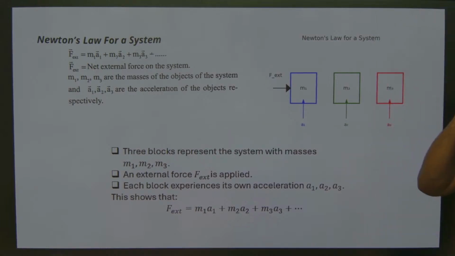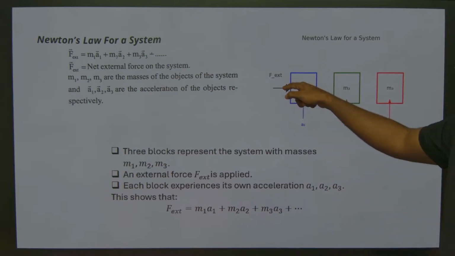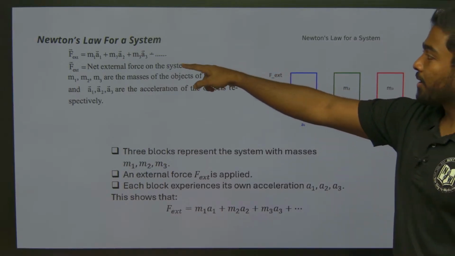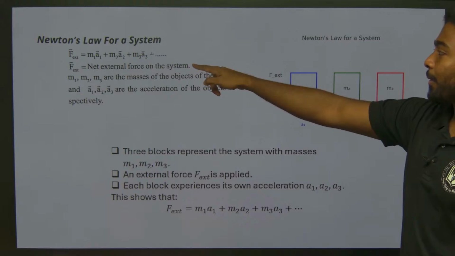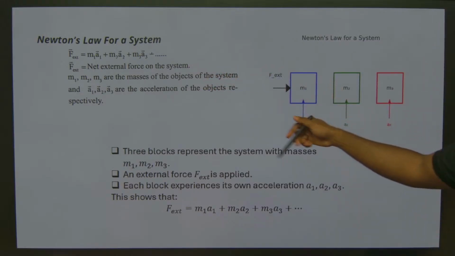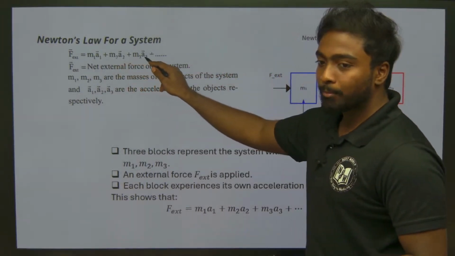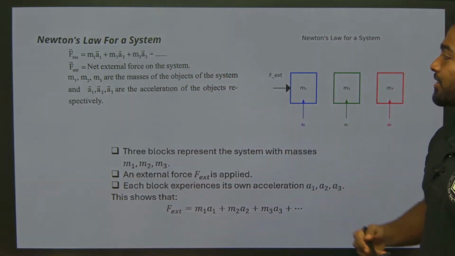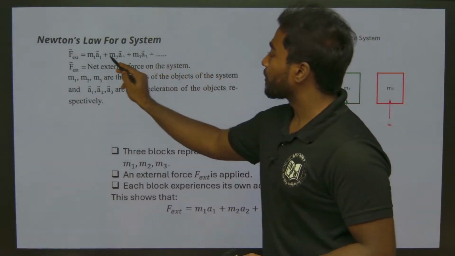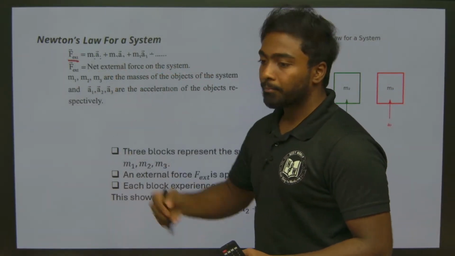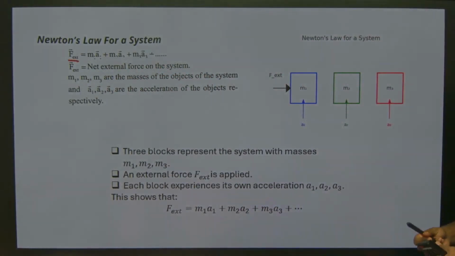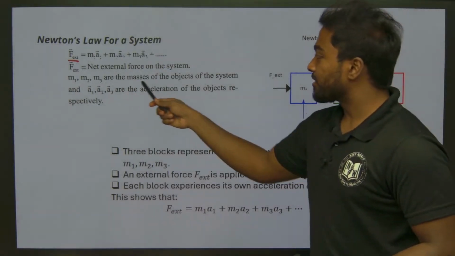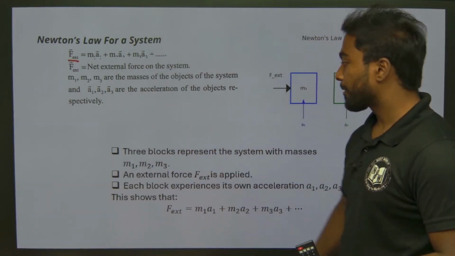See, that's what is here. So Newton's law for a system. If an external force is acting, the sum of mass into acceleration will be taken. It's like m1a1 plus m2a2 plus m3a3 up to mn an. So F external will be the net external force, which is this one. So masses of each part of the system, and acceleration of each part of the system.